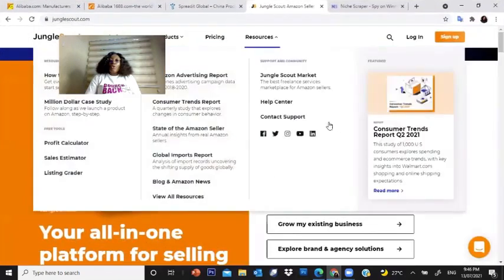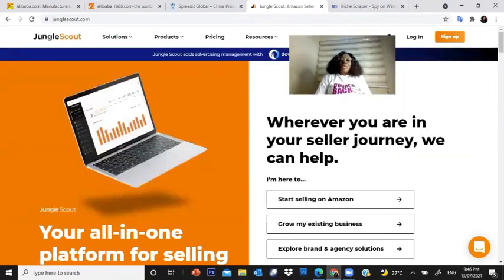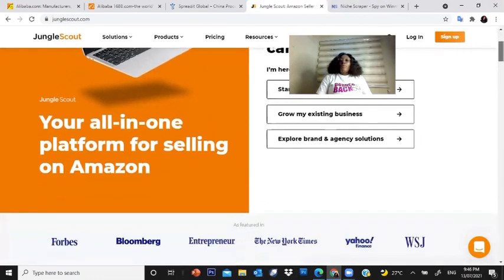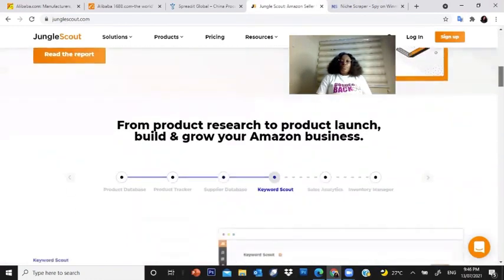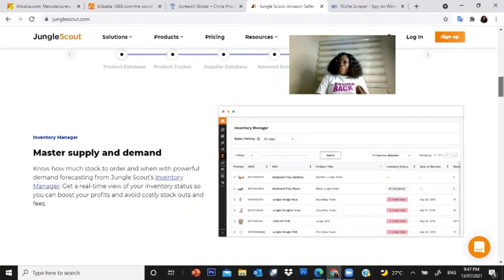Okay, now we have Jungle Scout. Jungle Scout is another amazing tool. This one is basically created for sales on Amazon. It is your all-in-one platform for selling on Amazon, and it says here, from product research to product launch. So you don't launch products without doing product research. Jungle Scout will help you do your product research. Then from there, you launch your product, you build and you grow your Amazon business. So your product research tool is the tool I want you to use on Jungle Scout.